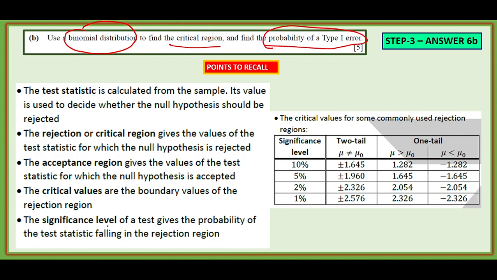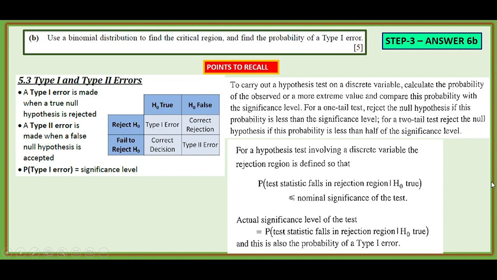The significance level of the test gives the probability of the test statistic falling in the rejection region. So 5% significance level, 10% significance level. So we are going to understand how to calculate these values based on the significance level. The next part of the question asks us to find the probability of type 1 error.